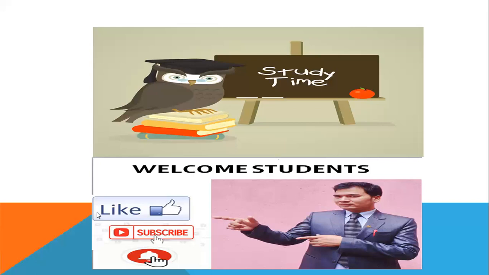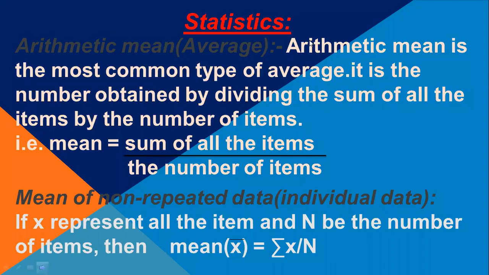And the first slide we can tell is the arithmetic mean, the average. It is already explained to you. It is the most common type of average. It is the number obtained by dividing the sum of all the items by the number of items.